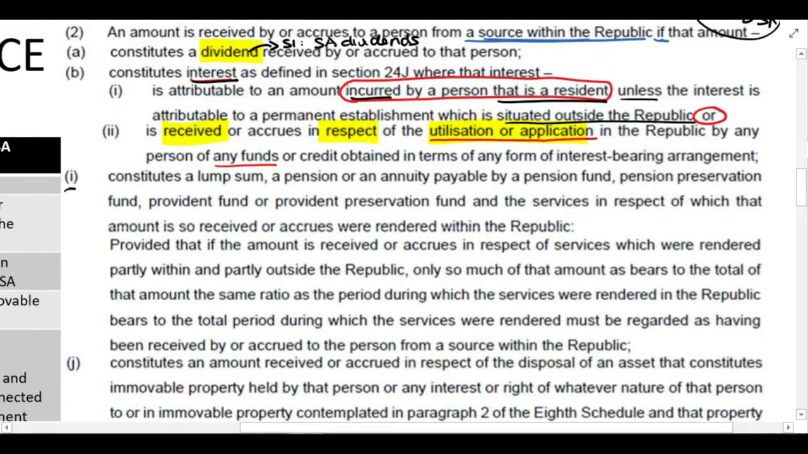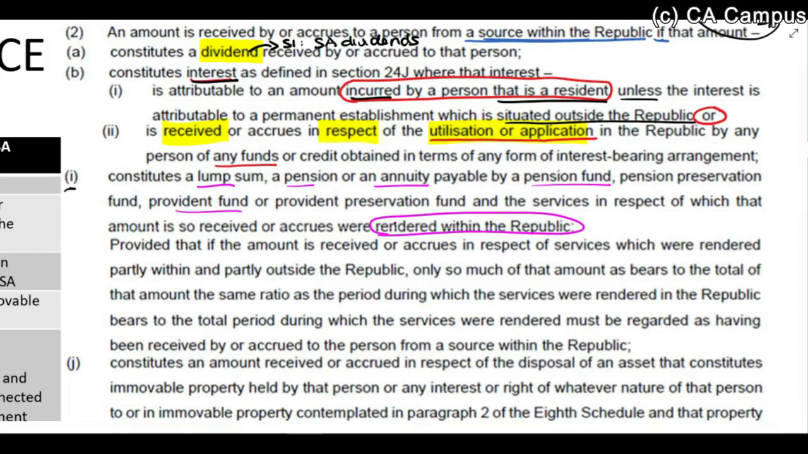Okay, I. If it is a lump sum, a pension, or an annuity payable by a pension fund, pension preservation, provident fund, etc., and the services in respect of which that amount is so received were rendered within the Republic. Now, if you are working, let's say, for an employer, and you are contributing to a provident fund, so let's say you are working in South Africa, and you're taking your money every month and you put it into a pension or a provident fund, and now one day that pension or provident fund starts paying out, where did you render the services for that money that you put in there? In South Africa. Therefore, this pension or provident is in South Africa.